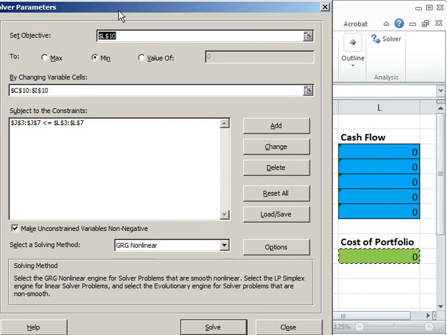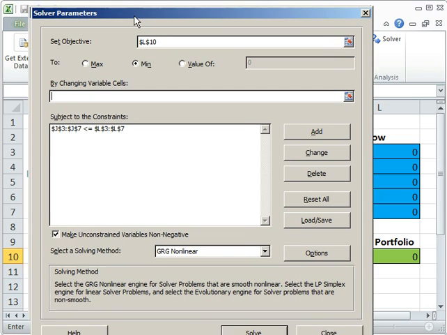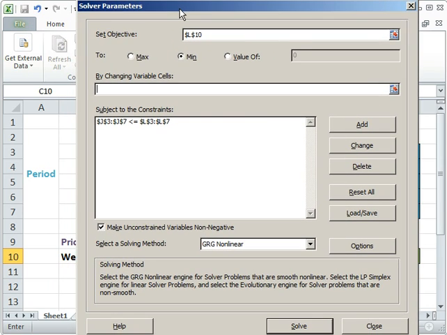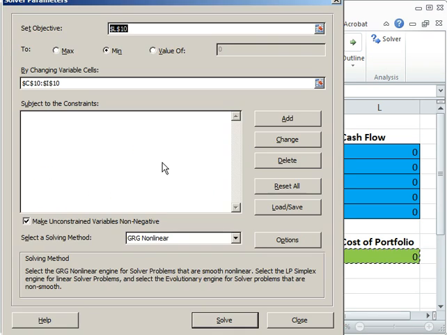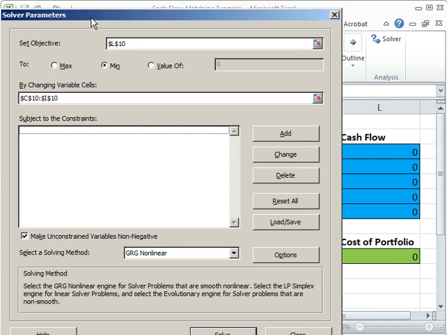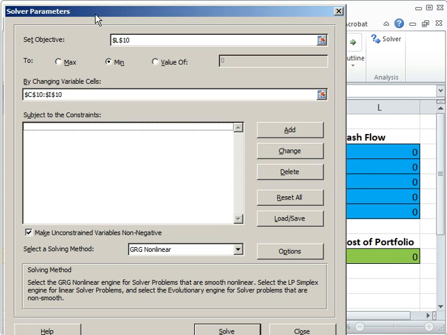Now the Solver screen has popped up, and what it's asking us is to set our objective function. Our objective, recall, was to minimize the total expenditure on the portfolio, which is the cost of the portfolio. You'll notice that is this cell right here, L10. So I'm going to minimize the cost, and we're going to do this by changing the weights. The weights in the portfolio are our choice variable here. So we're going to change these. Sorry about that, I just got rid of some constraints that were put in there already.